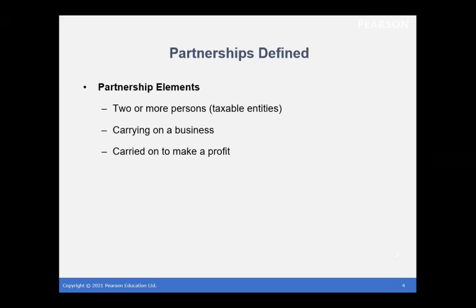So we'll talk a little bit about what a partnership is here first. So what elements do we have in a partnership? A partnership is going to include 2 or more taxable entities. So that's it, just has to have 2 or more. It's going to be carrying on business. That's why we care, and carrying it on with the hopes of making a profit. So that's what we're talking about.